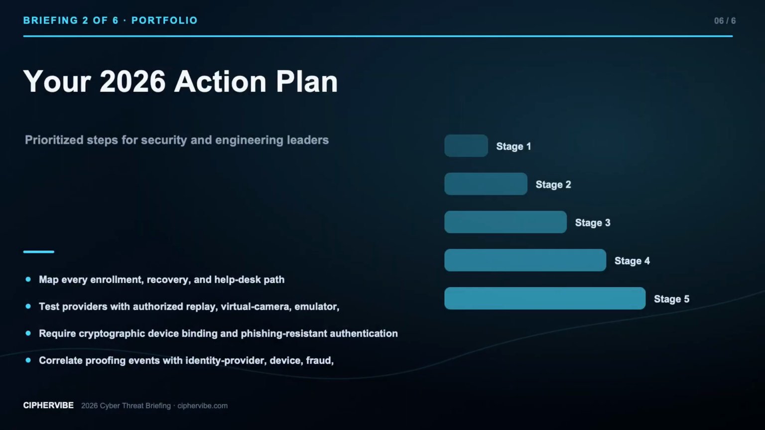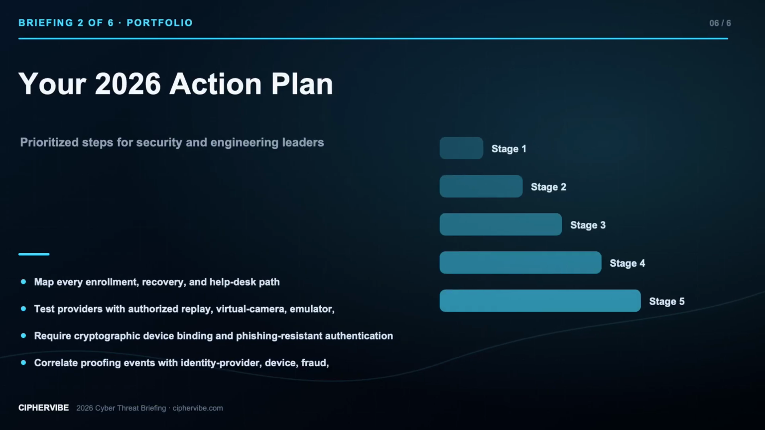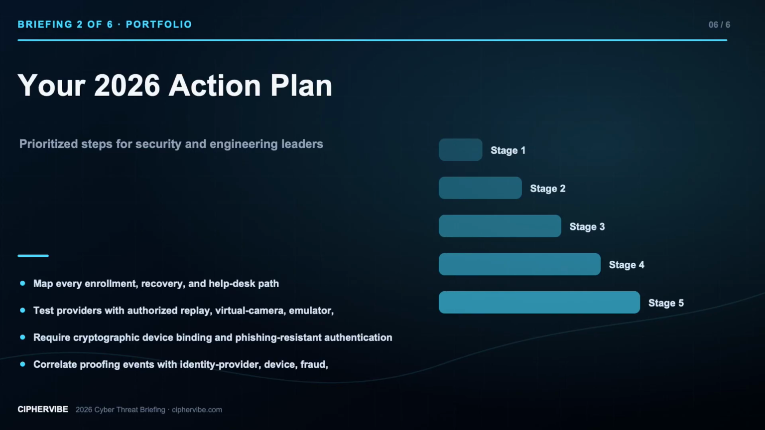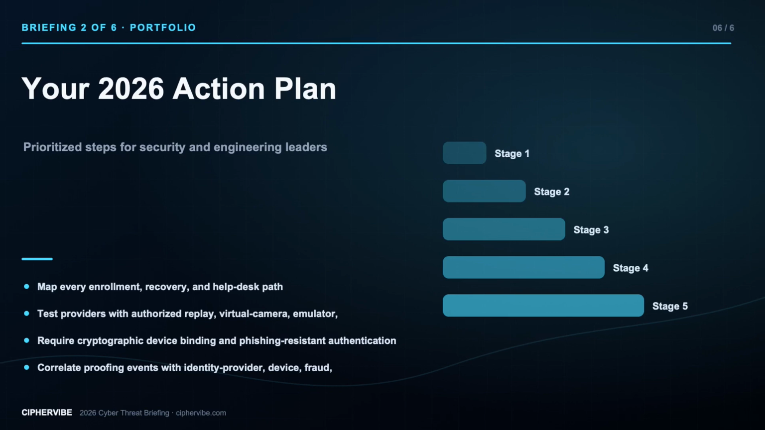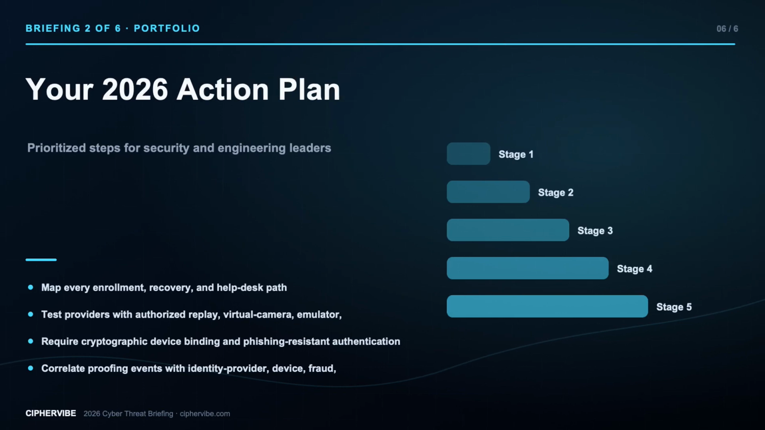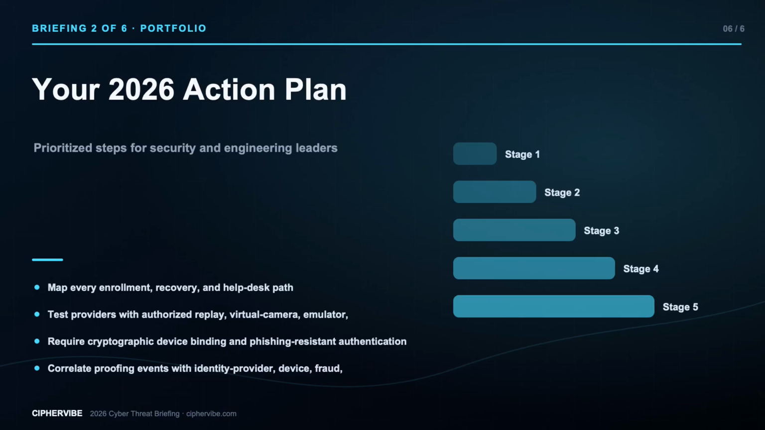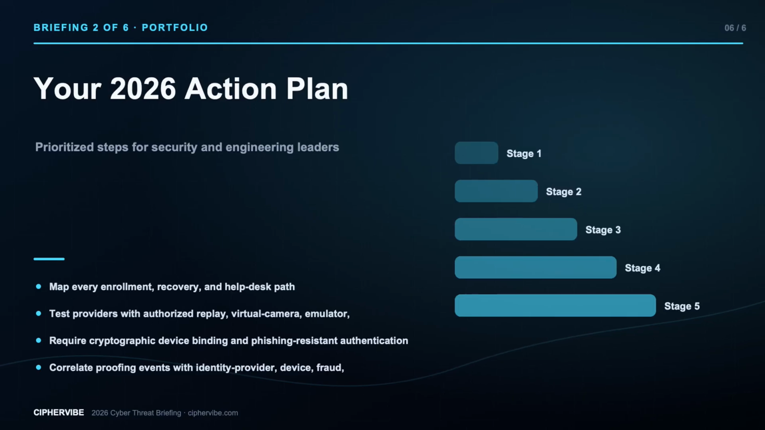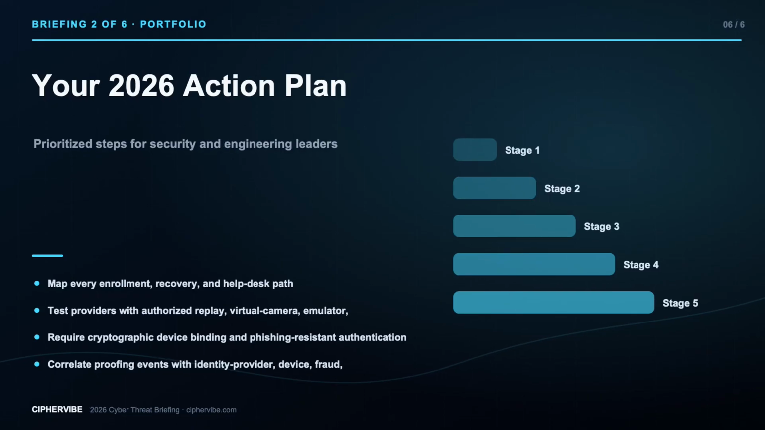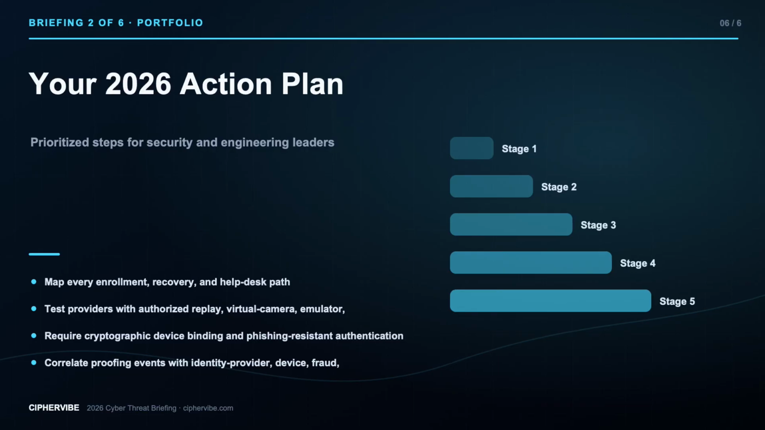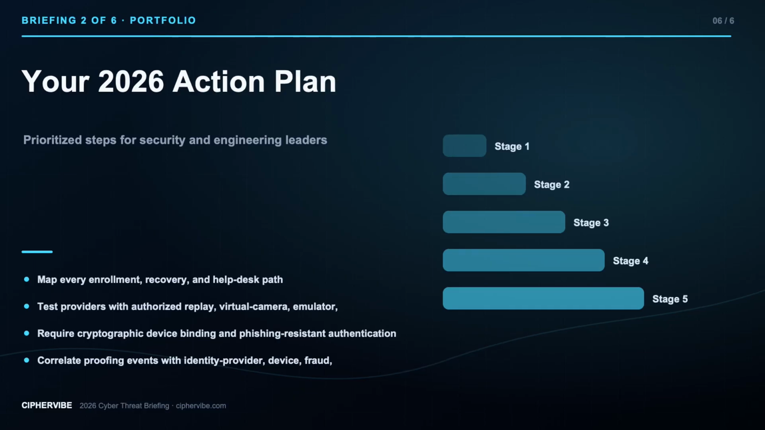Turn this briefing into an action plan. First, map every enrollment, recovery, and help desk path that can create or replace an authenticator. Second, test providers with authorized replay, virtual camera, emulator, injection, and synthetic media scenarios. Third, require cryptographic device binding and phishing-resistant authentication after identity proofing. Fourth, correlate proofing events with identity provider, device, fraud, and application telemetry. Fifth, run accessibility, privacy, bias, incident recovery, and vendor exit reviews before scaling.